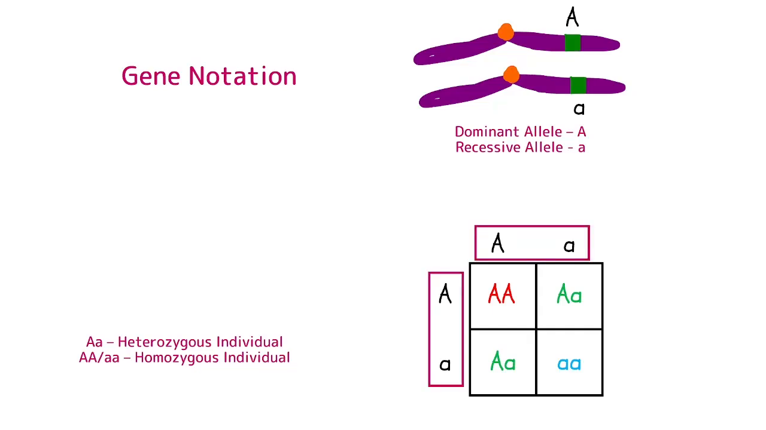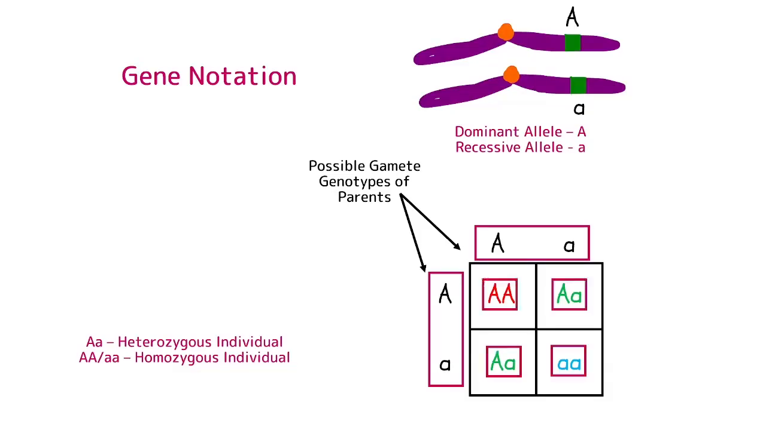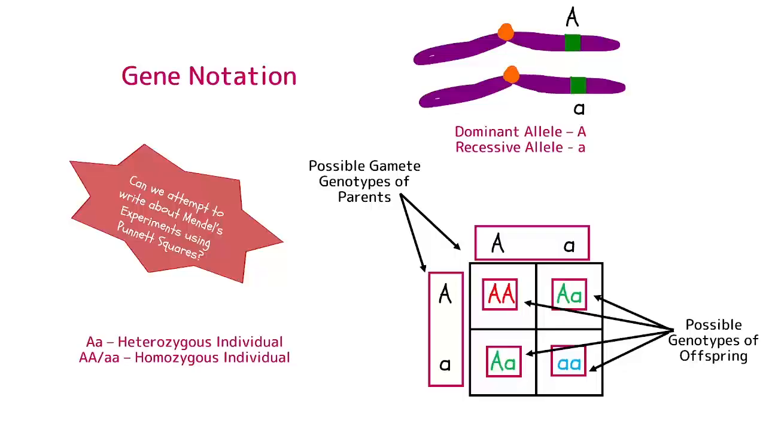Now, on the Punnett square, at the outside of the square, this is where we write the possible gamete genotypes of the parents, and inside the squares, that's where we write the possible genotypes of the offspring. Now, can you attempt to write Mendel's experiments using Punnett squares? And of course you can, and we will attempt it right now.